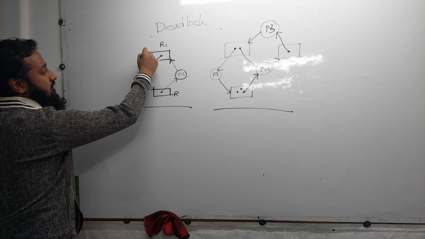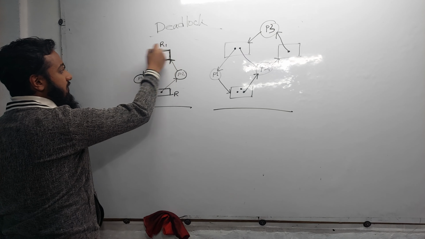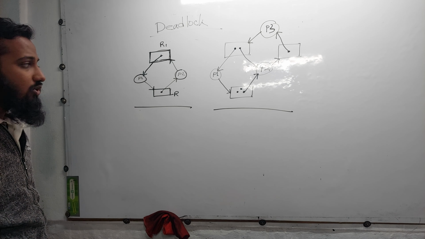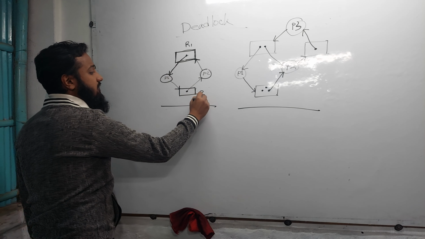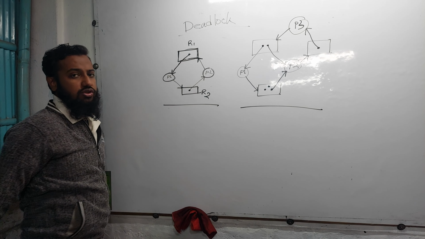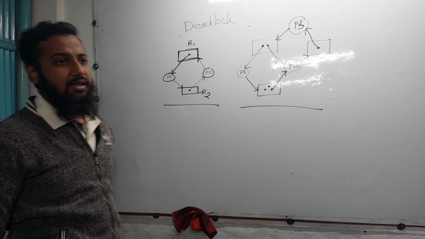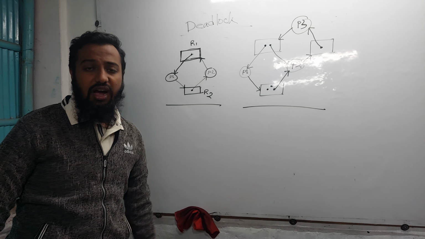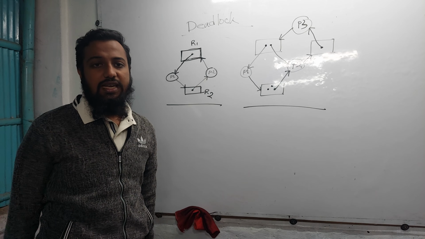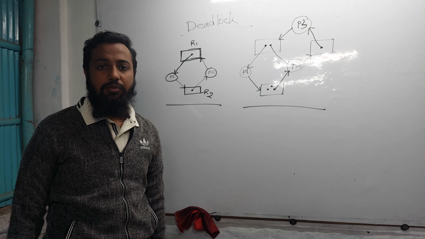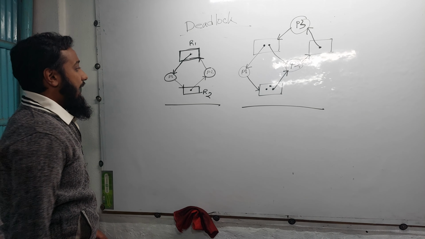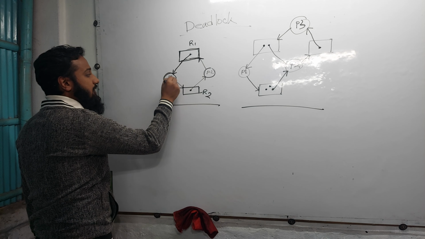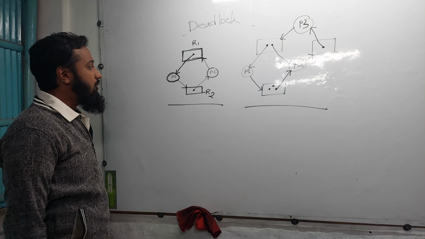Let's understand the first one. Here we can see two types of shapes. One is rectangular and one is circular. The rectangular shape represents the resources of a computer system, something like hard drive, CPU cycles, RAM, or secondary memory. And the circular shape represents the processes P1, P2, P3.